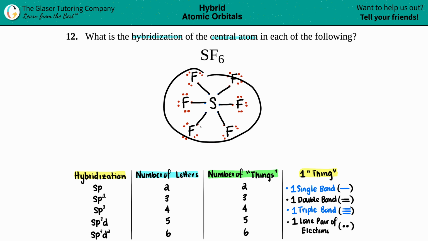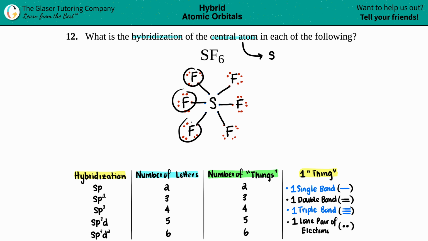Now we take this and we do our hybridization. They're only asking for the hybridization of the central atom, and the central atom here is the sulfur. So I don't even care about what the hybridization for each fluorine is. We're only looking at the sulfur in the middle. There are 5 different types of hybridizations you need to know, ranging from sp all the way down to sp3d2. These are just talking about the different types of orbitals that are used when they overlap and make your Lewis structure. But they all correspond to how many letters they have.